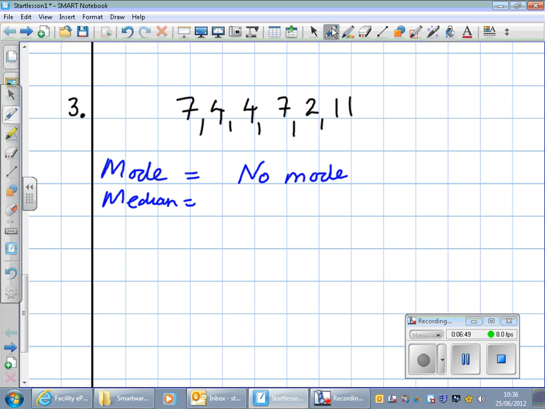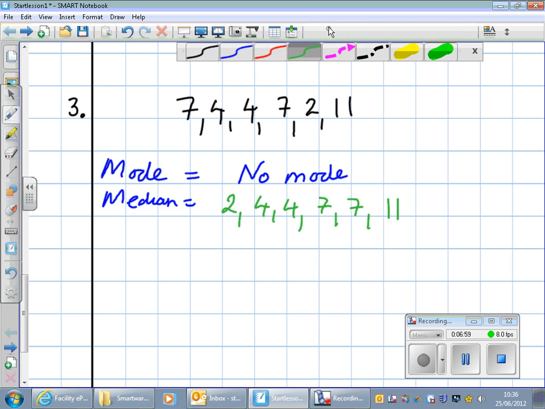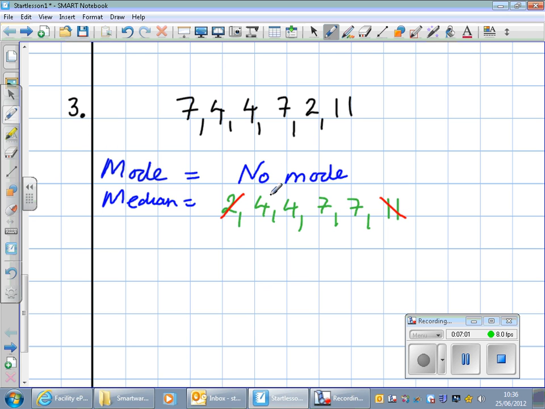Now, the median. We put them in order. 2 is the smallest. Then we had 2 4s, 2 7s, and an 11. Now we cross off the smallest and the largest. Smallest, largest, smallest, largest. Now, what do we do when we cross them both out? Middle number. How do we find out what's halfway in between 4 and 7? Can anybody guess? Yeah. Well done. We add them together. 4 add 7 is 11, and halve it. So it's 11 over 2, or 5.5.